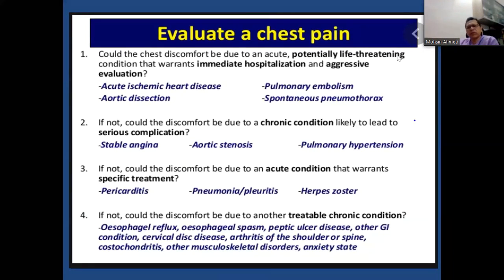Could the chest discomfort lead to an acute life-threatening condition needing immediate hospitalization? We should evaluate acute ischemic heart disease, aortic dissection, pulmonary embolism, and spontaneous pneumothorax. These are the most grave diseases, so you should immediately diagnose acute MI, aortic dissection, pulmonary embolism, and spontaneous pneumothorax. Some are chronic conditions, such as stable angina, aortic stenosis, and pulmonary hypertension. If not, could the discomfort lead to an acute condition that warrants specific treatment: pericarditis, pneumonia, herpes zoster. If not, then there are treatable conditions such as reflux, esophageal spasm, peptic ulcer disease, other GI conditions, cervical disc prolapse, disc disease, arthritis of the shoulder joint, costochondritis, and anxiety or stress. So you should evaluate gradually according to the severity of the patient.